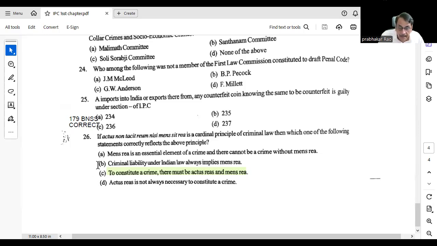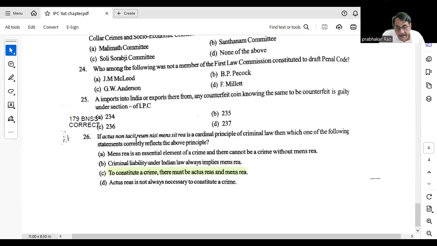Criminal liability under Indian law always implies mens rea. It is also wrong, because in several offences, mens rea is not required. Mens rea is an essential element of a crime, and there cannot be a crime without mens rea. It is also a wrong answer. We know that even without mens rea there will be offences, there will be a crime.